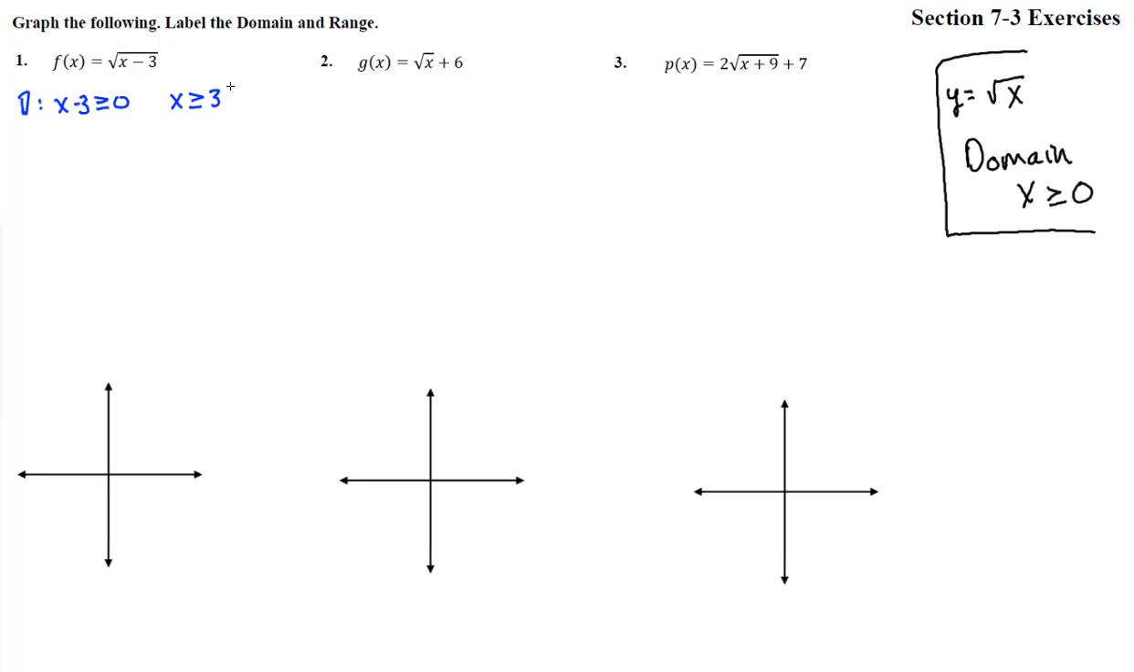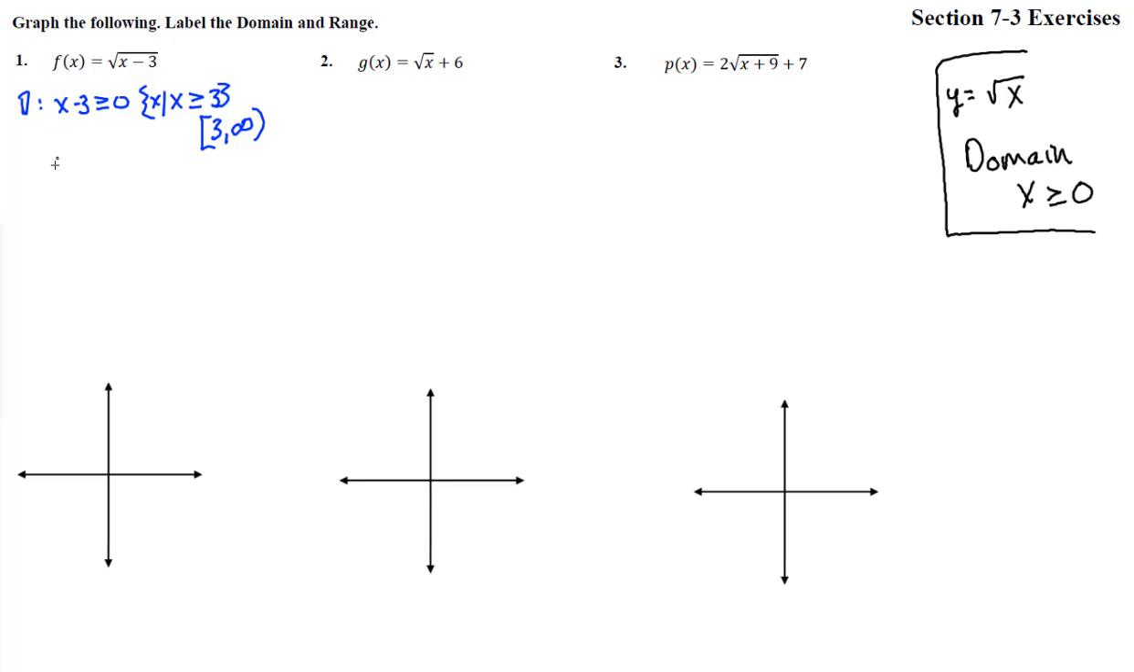Good. Now how do we write that? You could write the domain as just x greater than or equal to 3. Or remember, the interval notation would be 3 to infinity, and you include 3 this time.